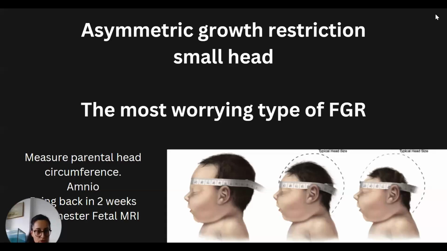Asymmetric growth restriction and small head. This is the most worrying type of fetal growth restriction. What we should do is to measure the parental head circumference, perform amniocentesis, bring the patient back in 2 weeks to check the growth velocity of the head, and offer 3rd trimester fetal MRI if all come normal.